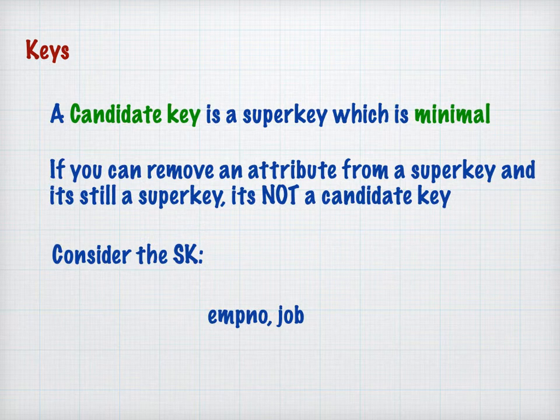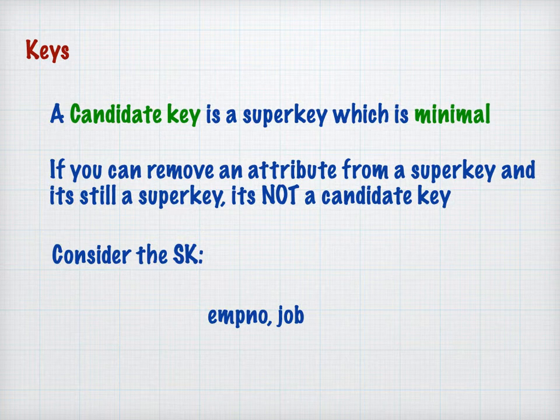Now, this is a bit odd, but the way that you can determine whether something is a candidate key is by seeing if you can throw something away. If you can throw something away and it still has that key property, then you know it wasn't minimal in the first place, which means it's not a candidate key. I'll say that again. If you can throw part of it away, then you know it's not a candidate key, because the whole point about a candidate key is that it is minimal. It is the smallest it can be.